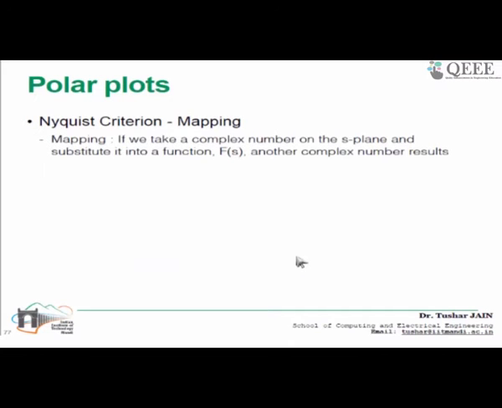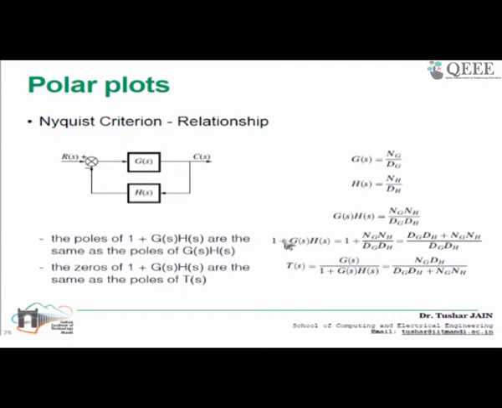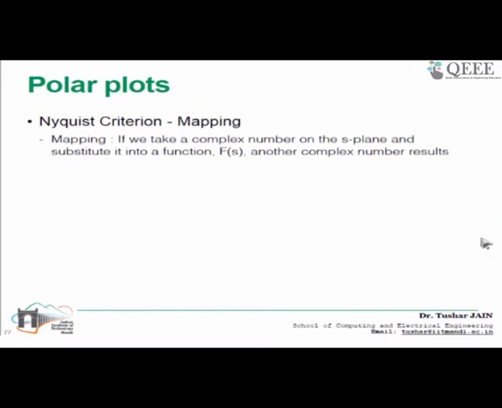Now comes the concept of mapping. So far we have seen the S plane. The S plane itself is a complex variable plane, where s is nothing but sigma plus j omega, which has the real part and the imaginary part. When we take a complex number on the S plane and substitute it into a function F(s), and this F(s) could be any function of s, basically this one or this one, because both of these are functions of s.